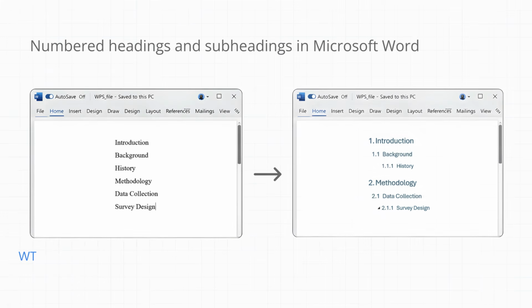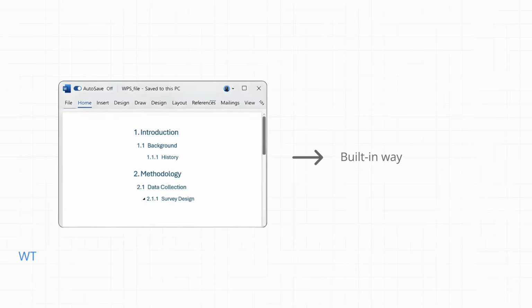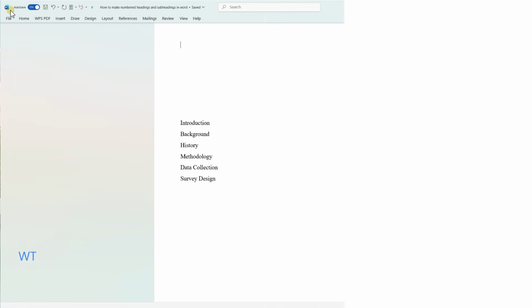Here's how to make numbered headings and subheadings in Microsoft Word. Word includes a built-in way to number headings automatically. First, open your Word document.